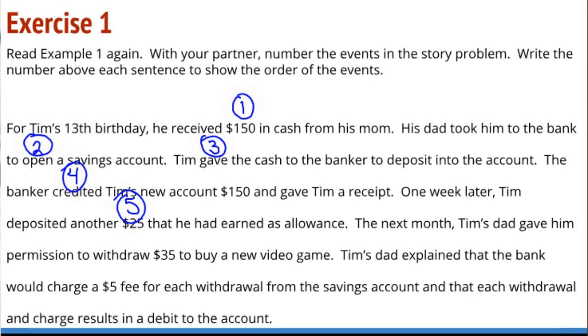The next month, Tim's dad gave him permission to withdraw $35. The dad explained that the bank would charge a $5 fee for each withdrawal from the savings account, and that each withdrawal and charge results in a debit. So he gets the permission, which is kind of the sixth thing that happens in here, but then he also gets this education on this $5 fee that is going to be withdrawn.